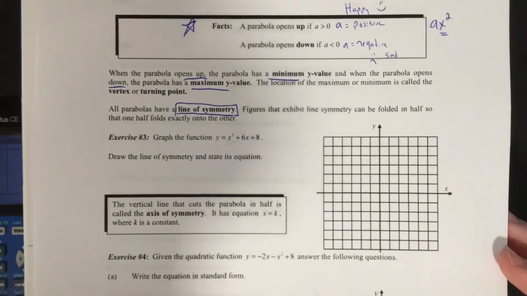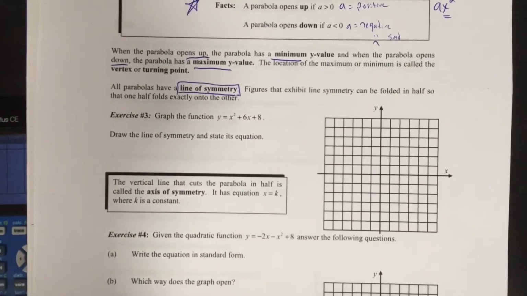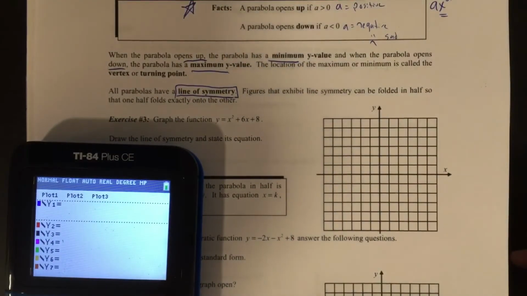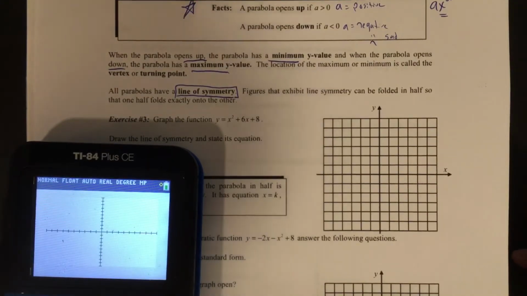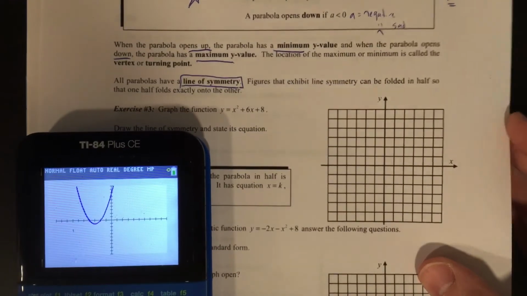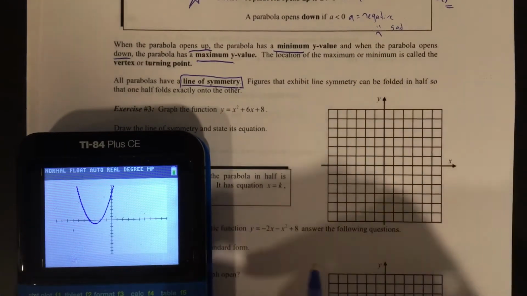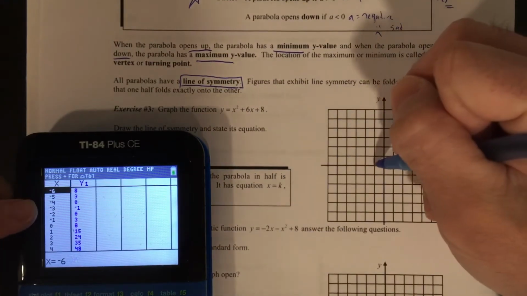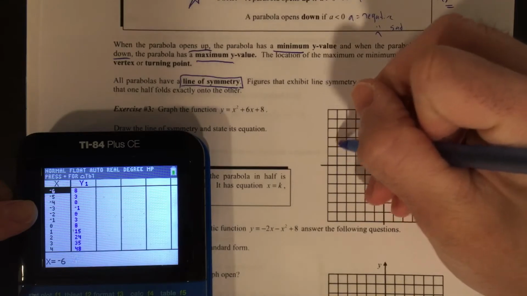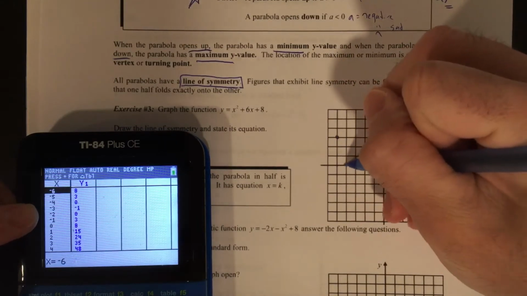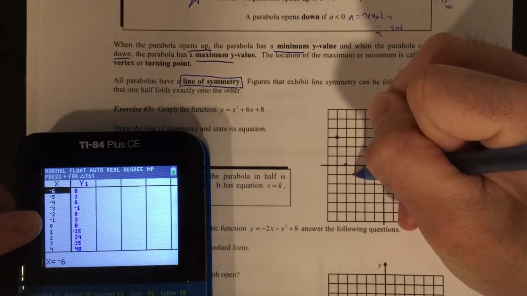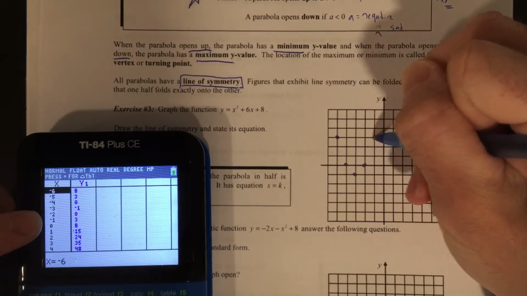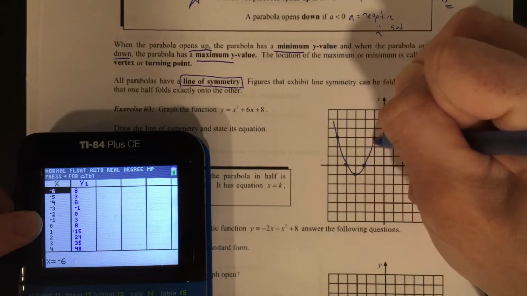Okay, so we are going to graph this one. Take a pause here and plug that in. We have x squared plus 6x plus 8. I press graph to see what it looks like, and then second graph to look at my values here. I have -5, 3; -4, 0; -3, -1; and now we have that symmetry here. I'm going to connect my dots.